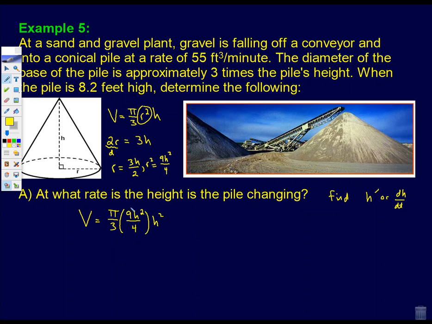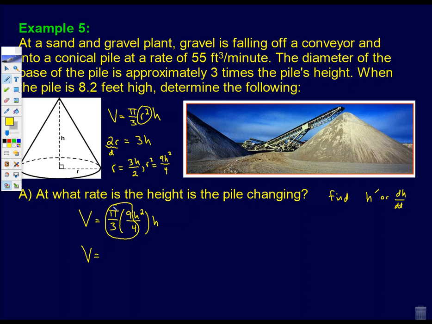But everything else stays the same. So pi over 3 was a constant. H is the height. That's not squared. I did that by accident. But the radius squared is the expression 9h squared over 4. Now, this still looks like it's a big multiplication problem, but the derivative is not going to require the product rule if I clean this up one more time by noticing that a lot of this is constant.